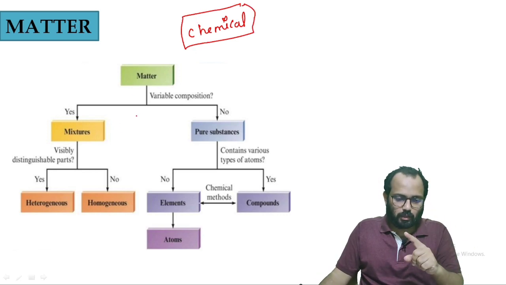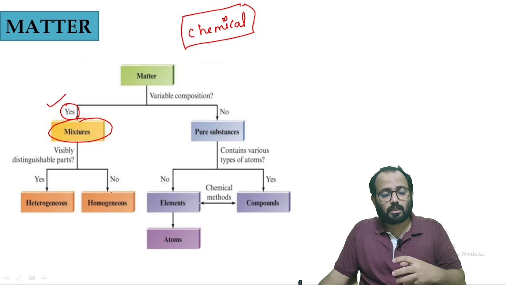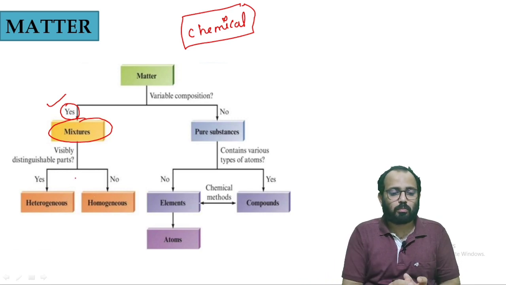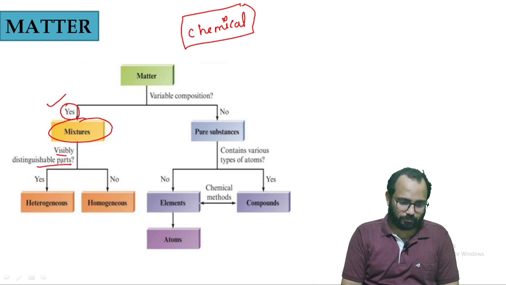And chemically we are classifying matter into pure substances and mixtures. Mixtures will have variable composition. They are classified into homogeneous mixtures and heterogeneous mixtures. In homogeneous mixtures, there are no visibly distinguishable particles.